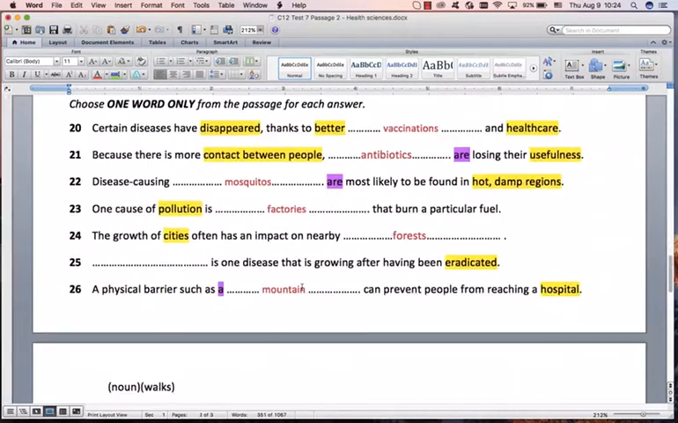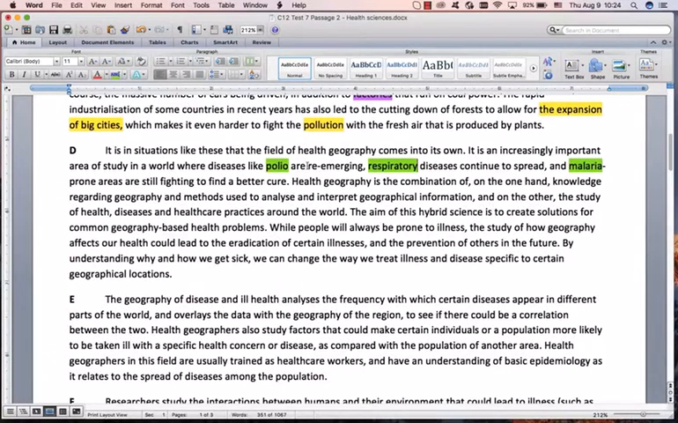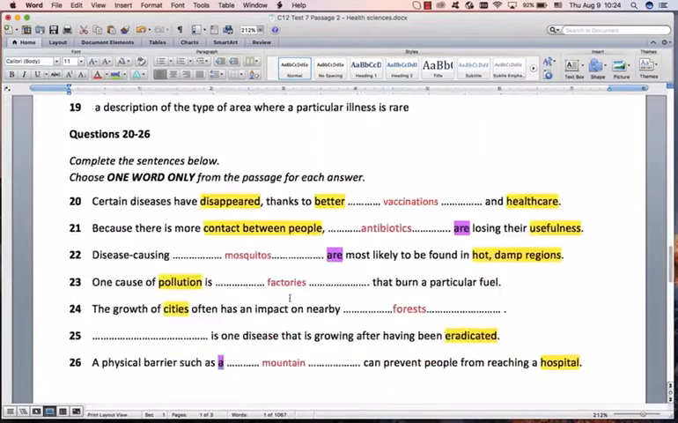Now the question says, it's growing after it was eradicated. Eradicated means it was stopped. It was deleted. And now it's growing again. And the key to this answer lies in this word over here. It's a very difficult question. It's a band 8-9 question. It's re-emerging. Polio, if it's re-emerging, emerging means coming up, coming out. Re means again. So it means it's coming out again. That means it was gone and now it's coming back. Re-emerging. And all that growing after having been eradicated, that is the paraphrase for re-emerging.